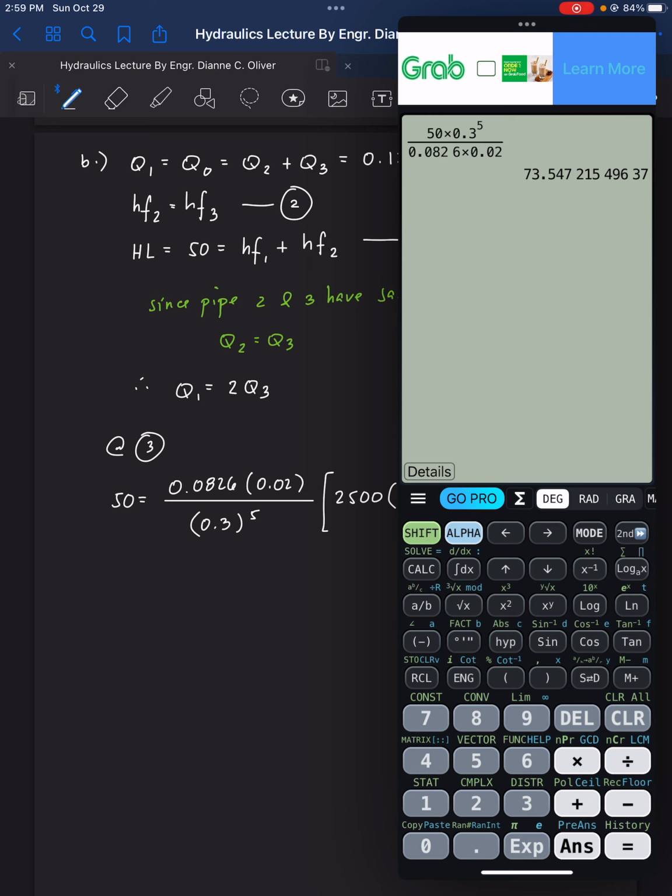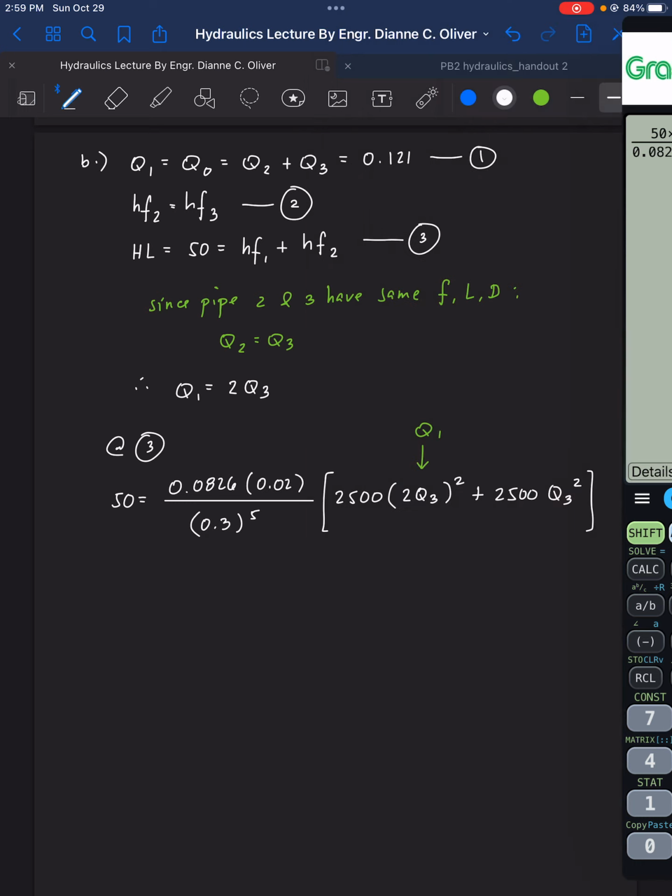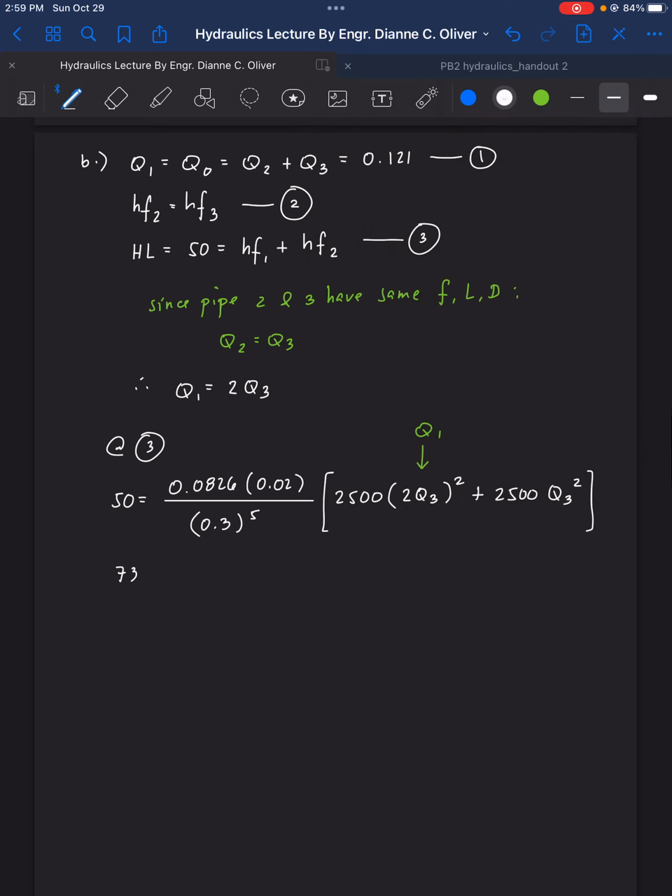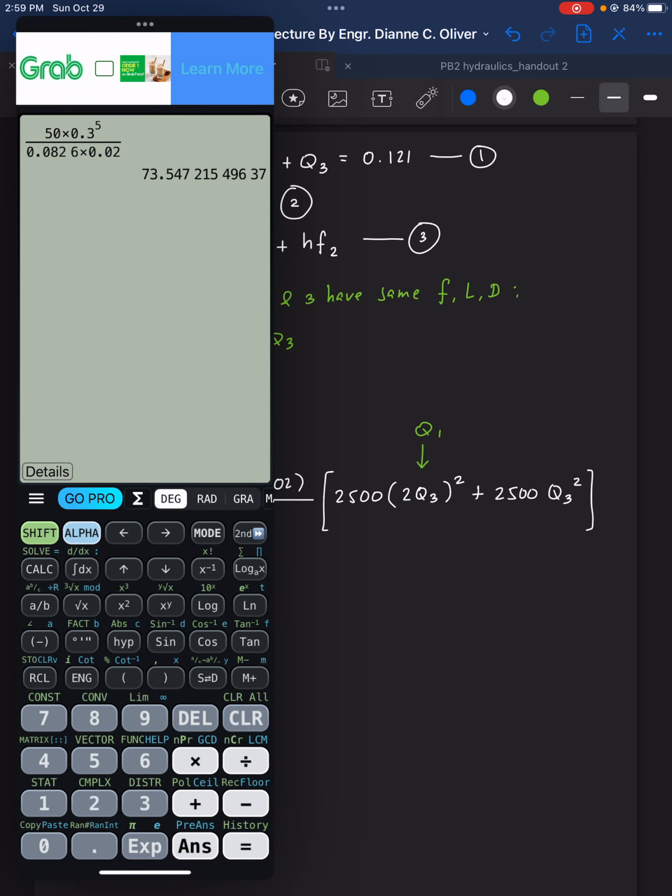So that is 73.547. So 73.547 equals, so 2,500 times 2 squared plus 12,500.